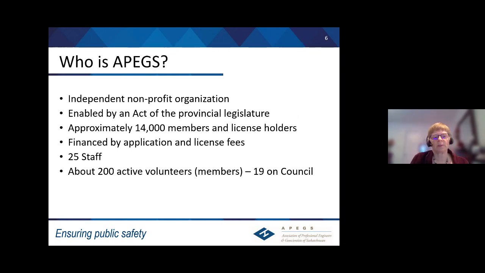So APEGS is an independent nonprofit organization. Although we are authorized by the provincial government to do what we do, we are actually not part of the government, but our work is enabled by an act of the provincial legislature. We have approximately 14,000 members and license holders. We don't receive any funding from the government, so we are funded completely by application and license fees. We have about 25 staff and about 200 active volunteers. 19 of those are on our council, and council is the highest level of decision making within the organization.